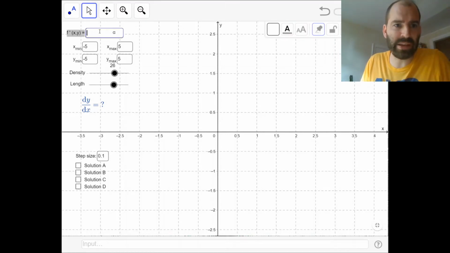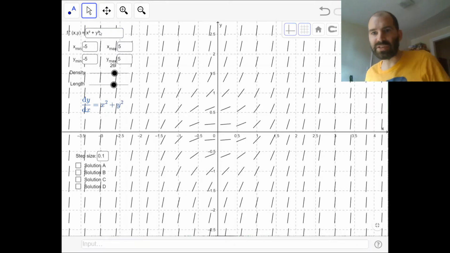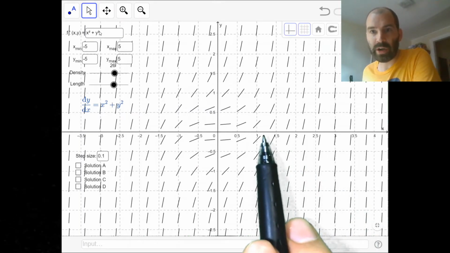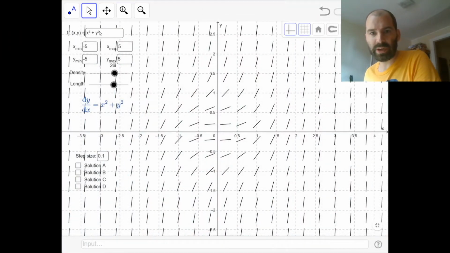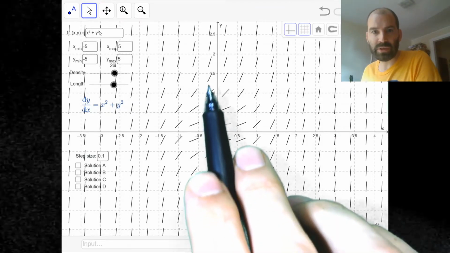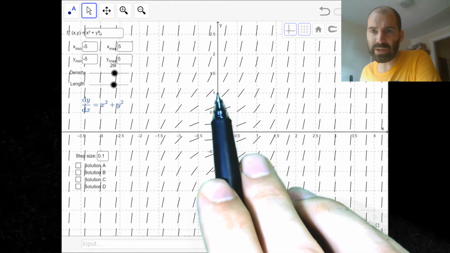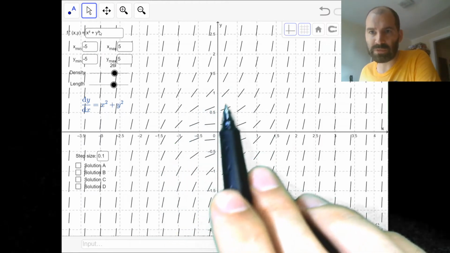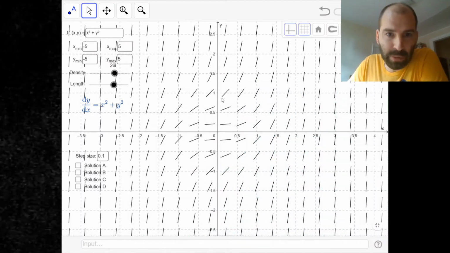Okay, so I'm going to write that in here. Our differential equation was y prime equals x squared plus y squared. So this is the slope field. Our initial condition was y of 0 equals 1. So does it look like there's a curve that goes through this point that follows this slope field? Well, it sure does. And in fact, this program will draw it out for us.